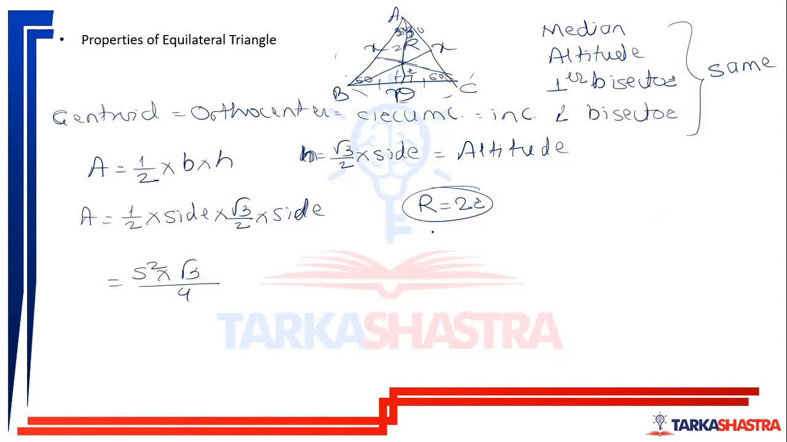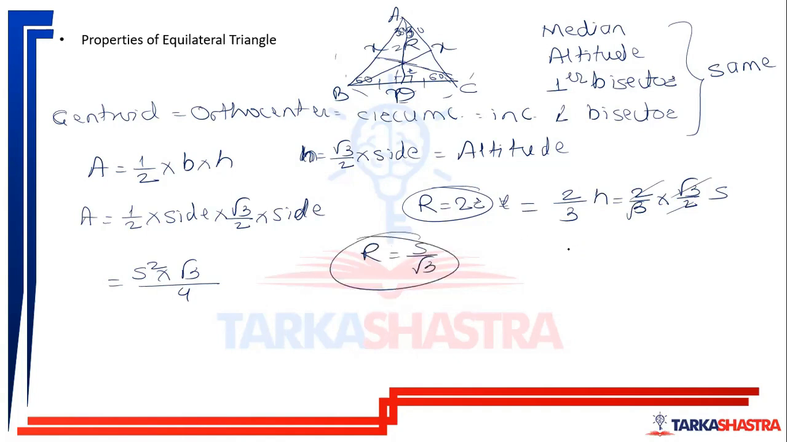Correct? Which is also equal to altitude. This is also equal to 2 by 3 of the altitude or height of the triangle, which equals 2 by 3 multiplied by root 3 by 2 multiplied by side of the triangle, which equals circum radius equals side upon root 3, and in radius equals side upon 2 root 3.